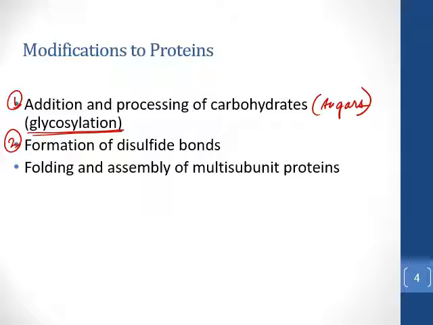Now, remember, protein translocation into the ER is co-translational. The proteins, in other words, are not folded. So at some point, they have to completely fold so that they can achieve their native structure. So we're going to kind of lump folding and assembly of multi-subunit proteins together because that's kind of the same thing. It's our final three-dimensional structure, maybe a single protein or it may be a quaternary structure. So those are the three things that we'll be talking about.